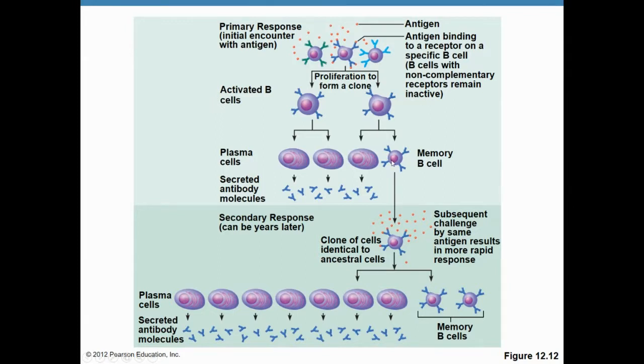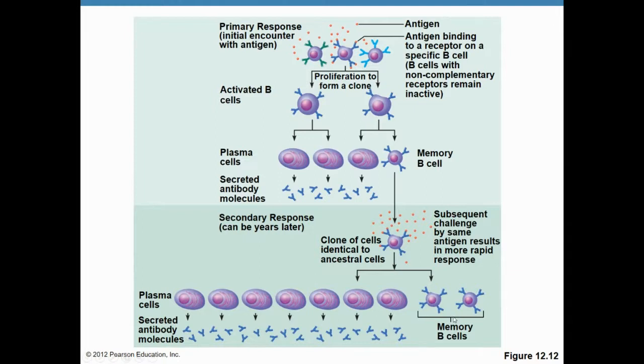Some of our clones are going to become memory cells. And so the memory cells aren't going to fight the infection that time, but a month, a year, 10 years down the road, if you're exposed to the same antigen, then you have these memory cells, and these memory cells are much faster at maturing. And so the memory cells will produce tons of plasma cells. The plasma cells will churn out tons of antibodies. And so you tend to be able to fight off the infection much faster without ever experiencing any of the symptoms of that particular disease.